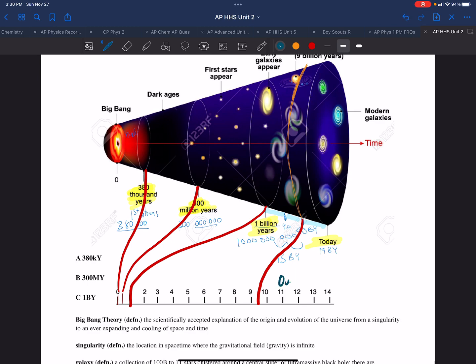So our solar system, galaxies, stars, and no stars.